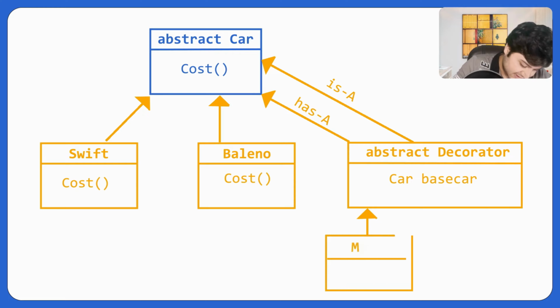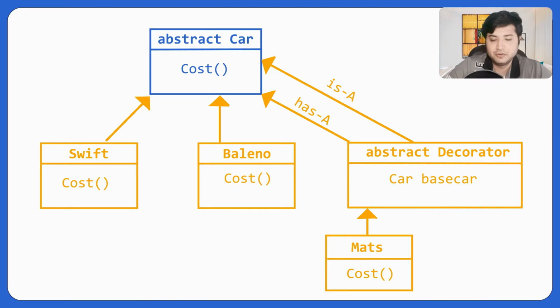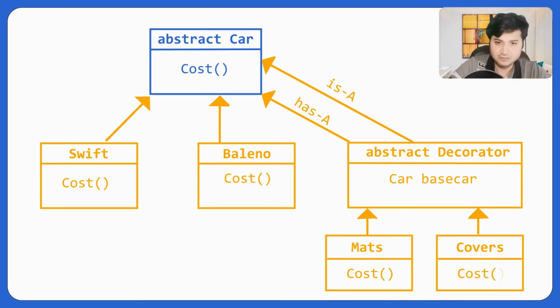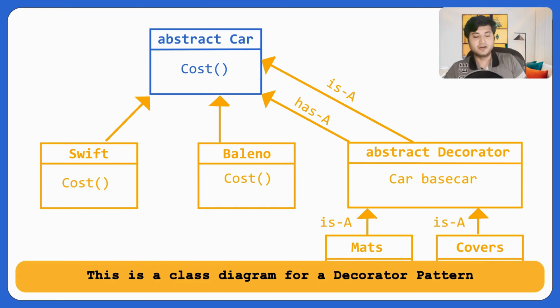And we'll extend mats. We'll extend this decorator. And since this is a normal class that has extended this, we'll have to implement the cost function. Why? Because this is an abstract class. It has not implemented the cost function, so the children would have to implement it. Same goes for other decorators. Let's say covers, and we'll implement the cost function in this also. So to talk about the relationship, covers is a decorator. Great. So this is a class diagram for the decorator pattern.